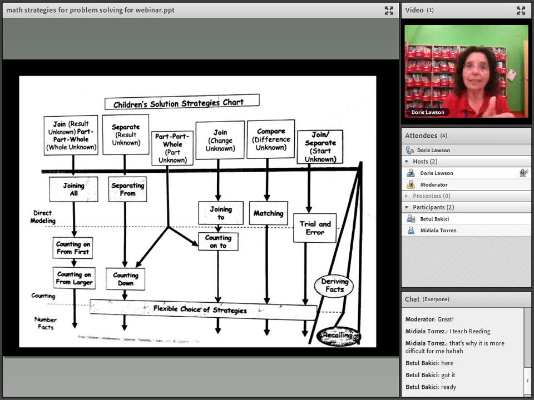A lot of these problems that I showed you at the beginning, many of your students would be able to just derive the fact, 4 and 6, know it's 10, and know right away that it's a recall. And hopefully by 5th grade, most of your kids might know their multiplication tables. I'm hoping.